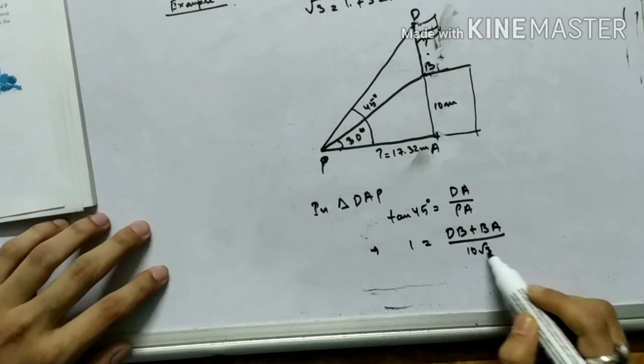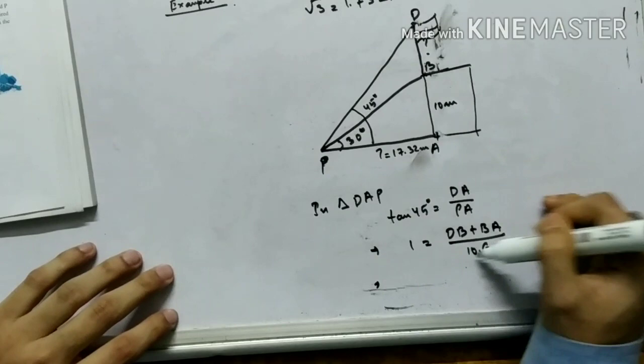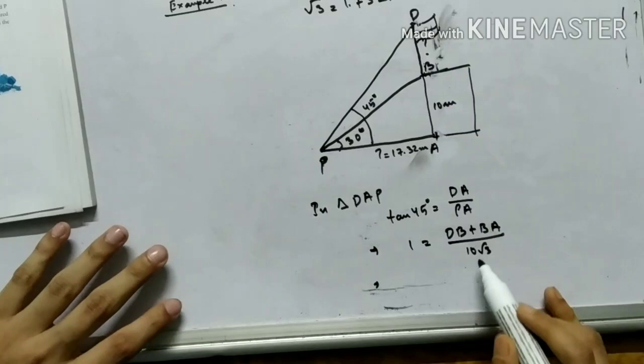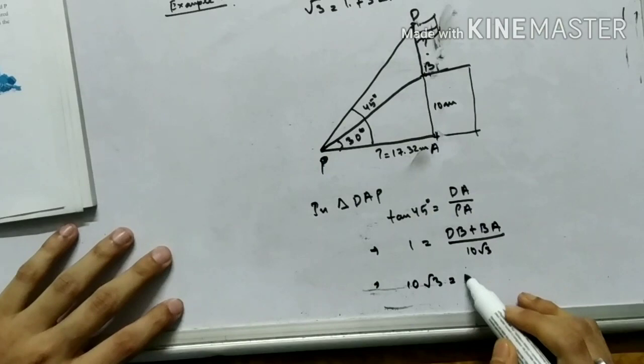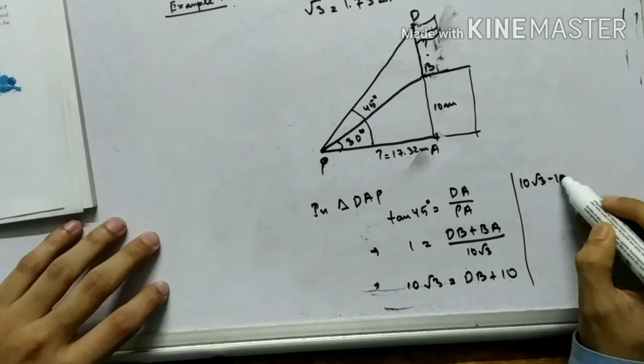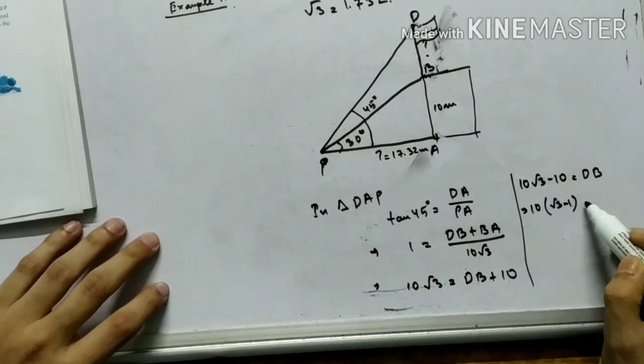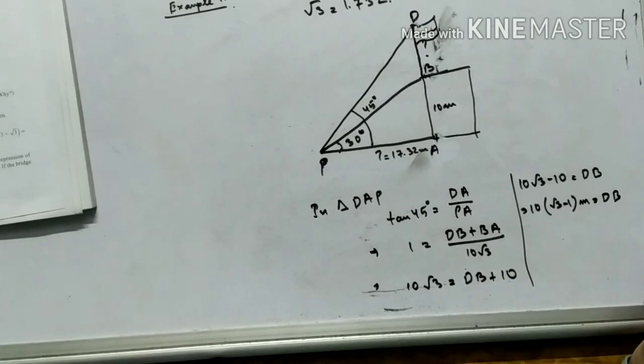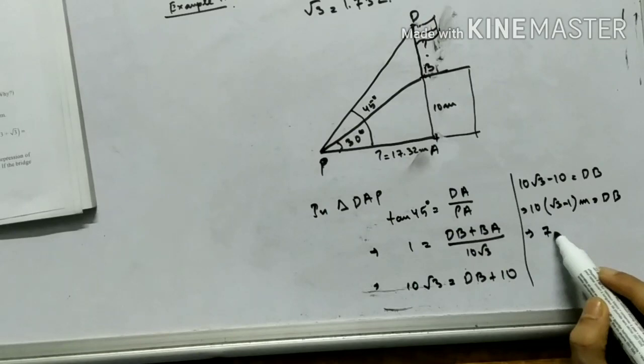Understand? The PA value is 17.32. 10 root 3 means 17.32. Instead of writing 17.32, I am using 10 root 3 here. So I will get 10 root 3 equals DB plus BA, and BA is 10, given. So ultimately you will get 10 root 3 minus 10 equals DB. So this is 10 times root 3 minus 1 meter equals DB. Understand? Root 3 minus 1 equals DB, so ultimately you will get 7.32 meter equals DB.